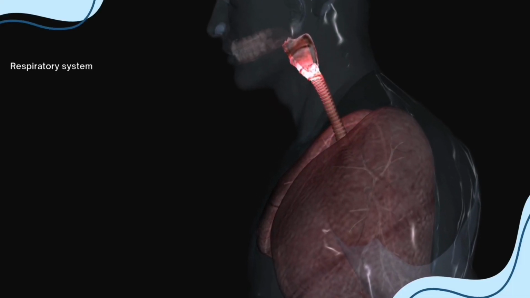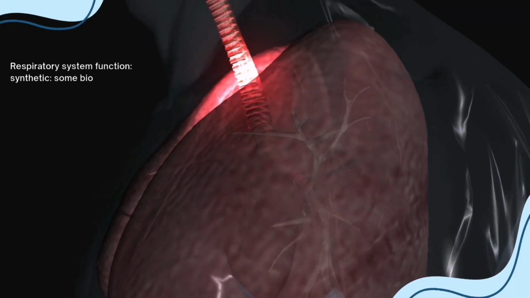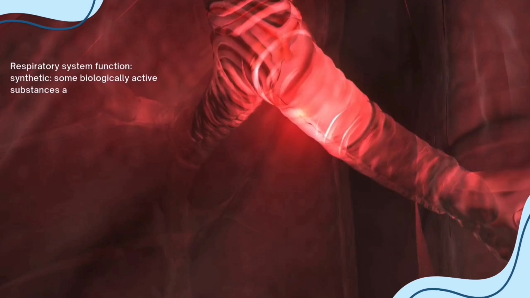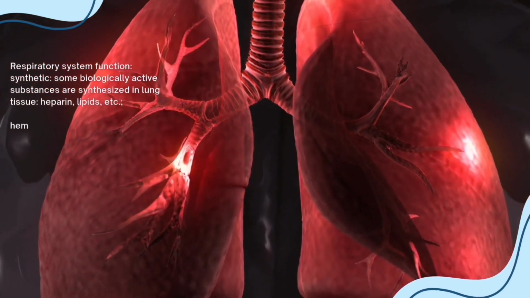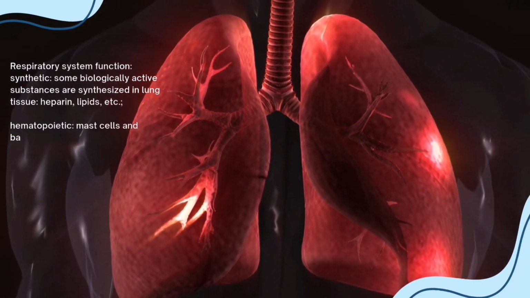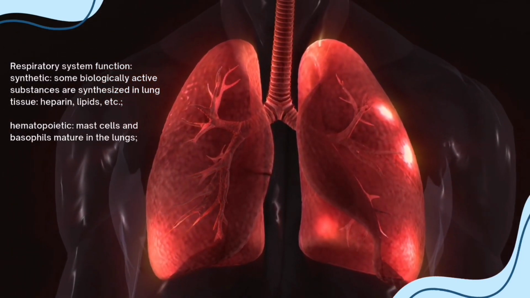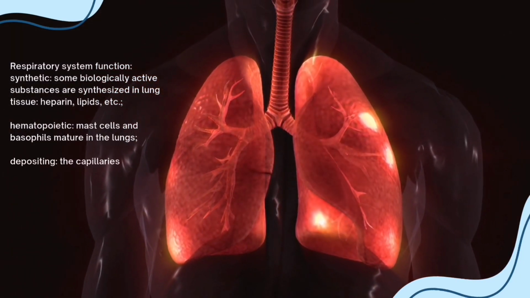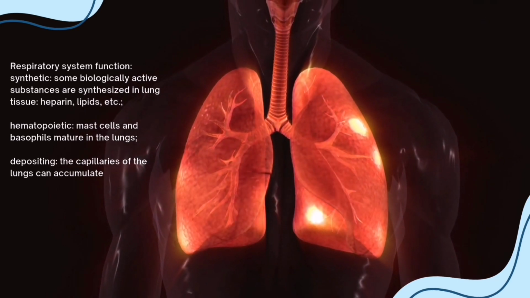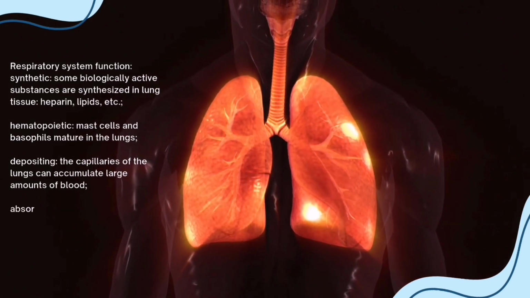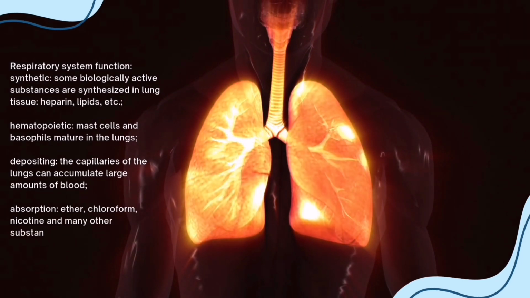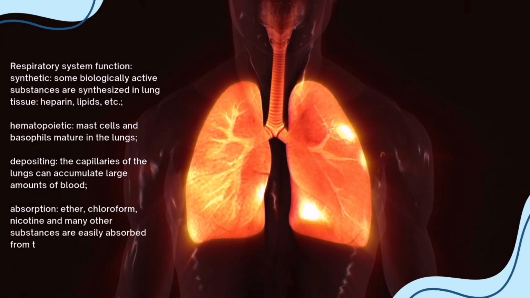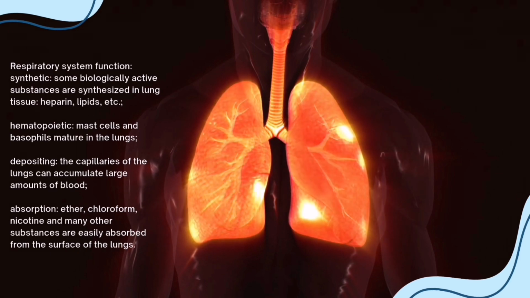Respiratory system function: synthetic. Some biologically active substances are synthesized in lung tissue. Heparin, lipids; hematopoietic mast cells and basophils mature in the lungs. Depositing: the capillaries of the lungs can accumulate a large amount of blood. Absorption: chloroform, nicotine, and many other substances are easily absorbed from the surfaces of the lungs.